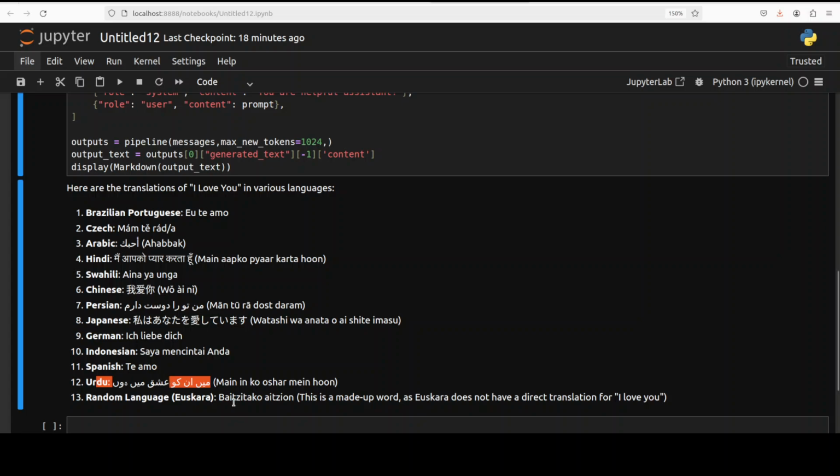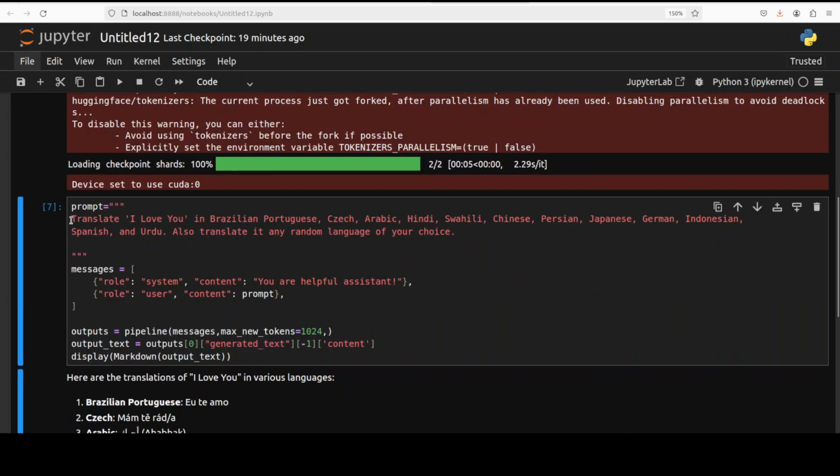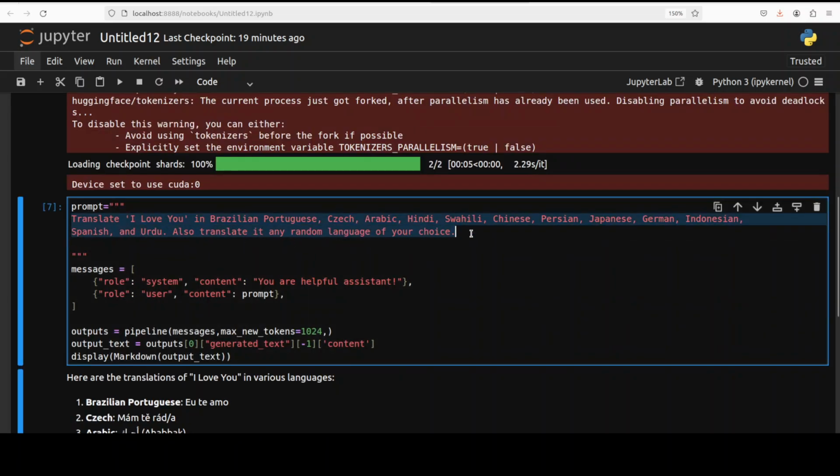And random languages. Euskara. Okay, it says it's a made up word. What the heck? Okay, interesting. So I think it's an okay response, not 100%.